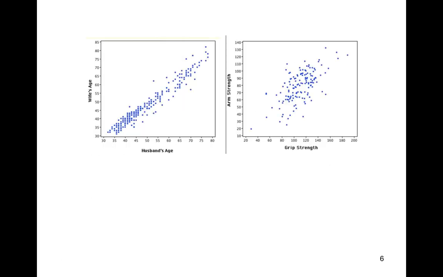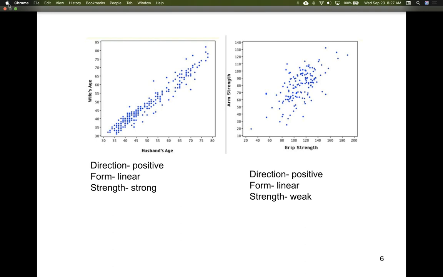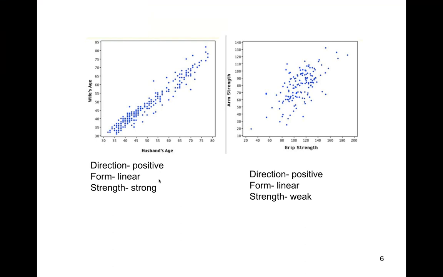Here's a couple of examples in terms of the strength. Both of these scatter plots are clearly positively sloped in nature. They're roughly linear. They roughly form a linear pattern, but we can see the one to the left here, the dots are closer together. They're more tightly clustered, whereas the one to the right, they're more spread out. So we would consider the one to the left the stronger scatter plot, and the one to the right the weaker scatter plot in terms of the strength.